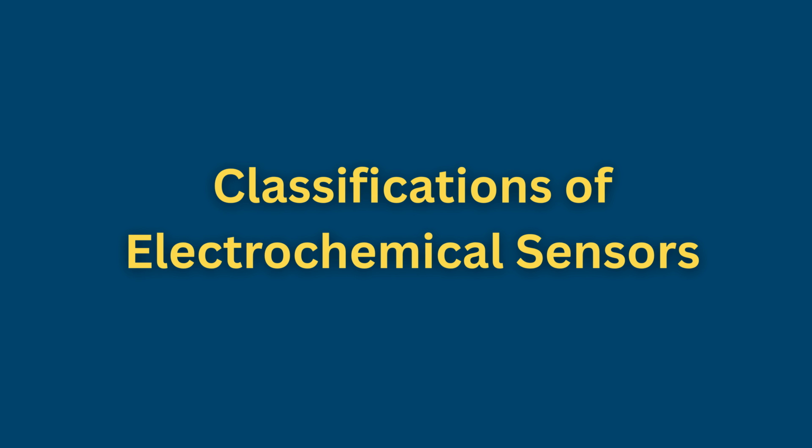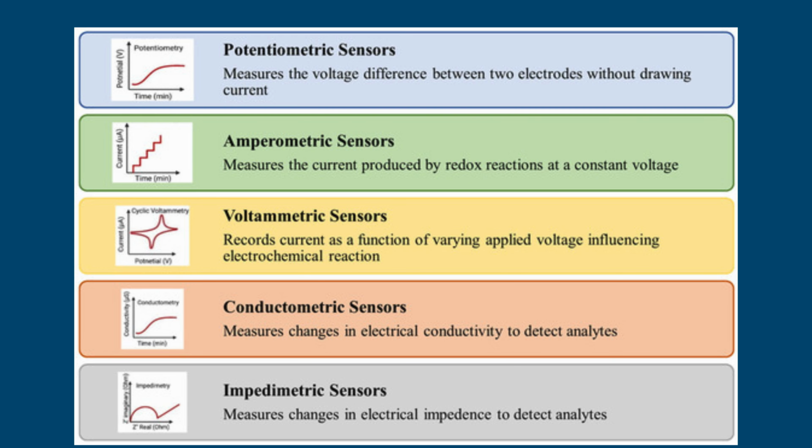Classifications. Electrochemical sensors are broadly classified based on the nature of the measured signal. The principal categories include potentiometric, amperometric, impedometric or conductometric, photoelectrochemical, and electro-generated chemiluminescence sensors. Each type relies on distinct physiochemical principles governing the interaction between the analyte and the electrode interface.